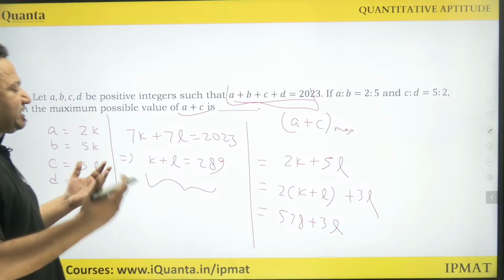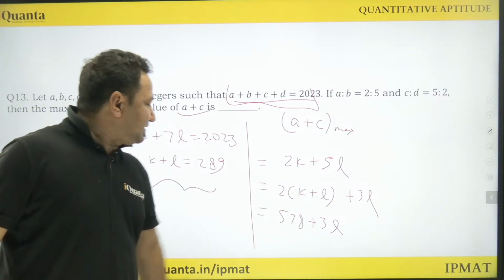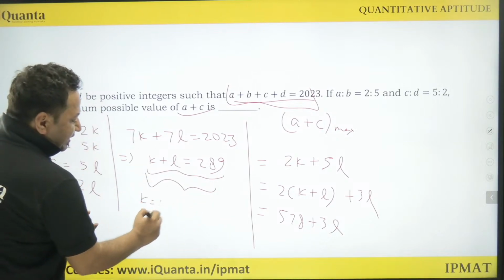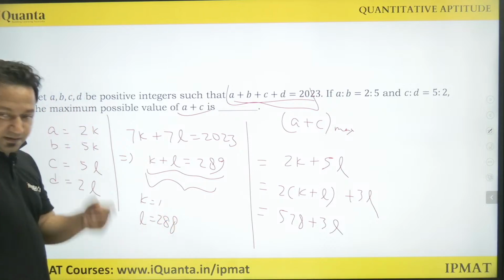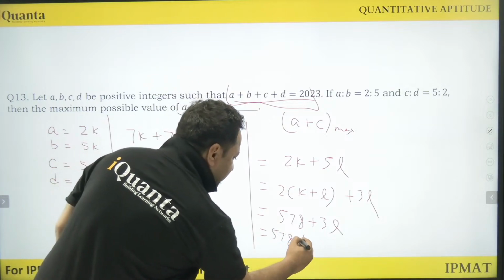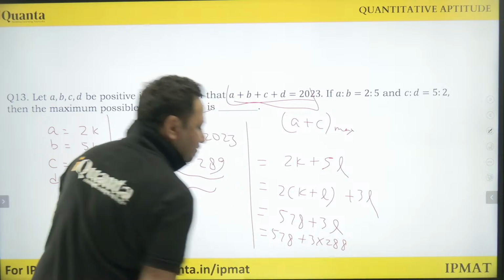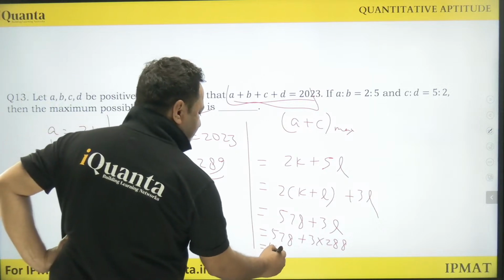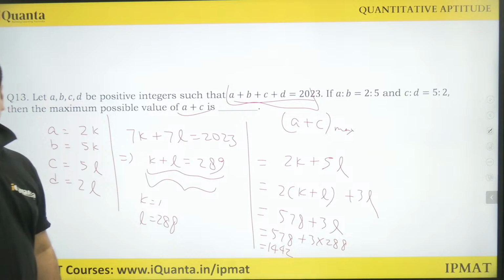Now, we need to maximize this. K is gone. We need to maximize L. If you look at this, the maximum possible value of L can be, if I put K as 1 and L as 288, isn't it? So 578 plus 3 times 288 is what we need to calculate. What's the answer? 1442. Perfect. 1442 has to be the answer.